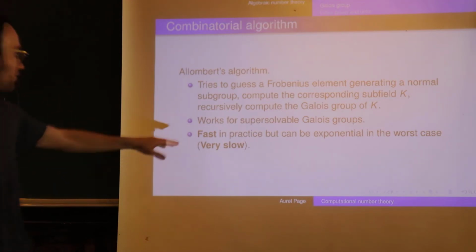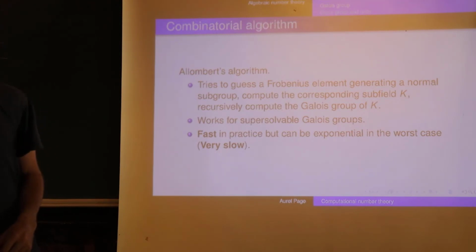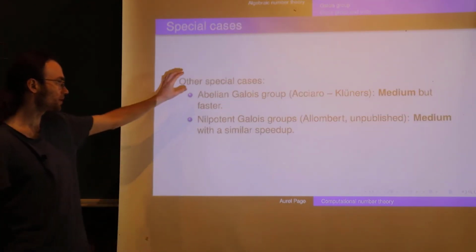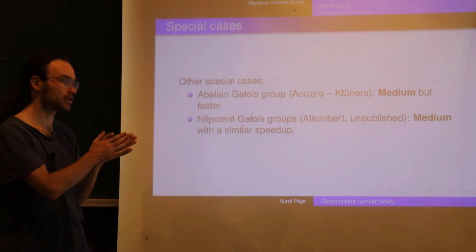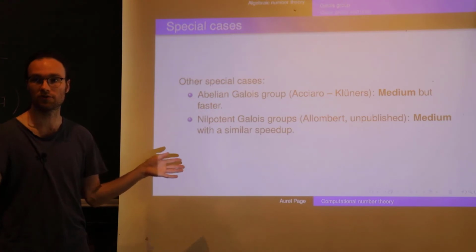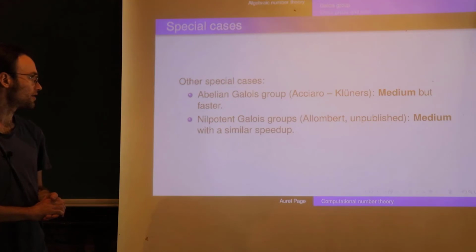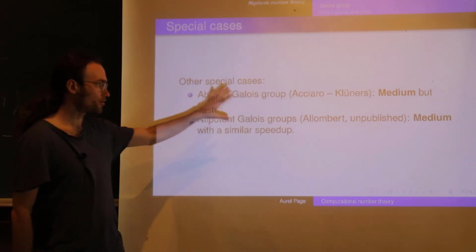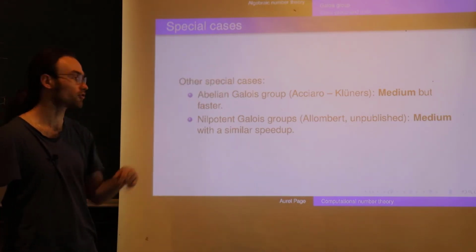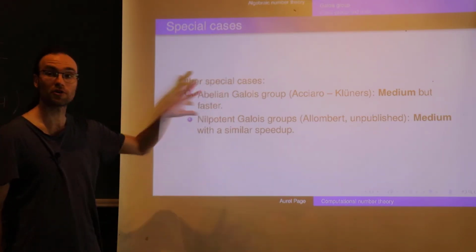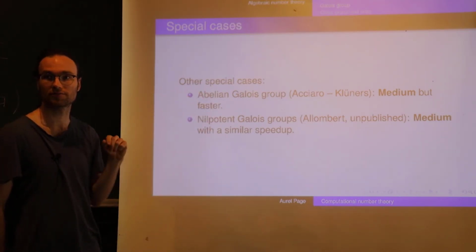If you specialize even more, so here we specialized to supersolvable, if you specialize even more the type of Galois groups, so either abelian or nilpotent. So nilpotent means it's a direct product of its Sylow p-subgroups for various p. It's a direct product of p-groups. Then you have other polynomial type algorithms that also work with this kind of recursive structure, but they're actual polynomial time and they are much faster than the generic one that I mentioned.